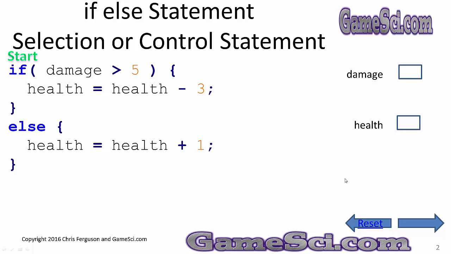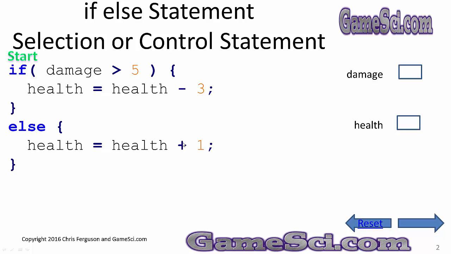Again, the if-else statement is a selection or control statement. Some computer science textbooks call these selection statements because it selects which code to execute. Other books call them control statements because they control the path the program takes. Either way, selection or control statement, the if-else statement is a two-way decision.